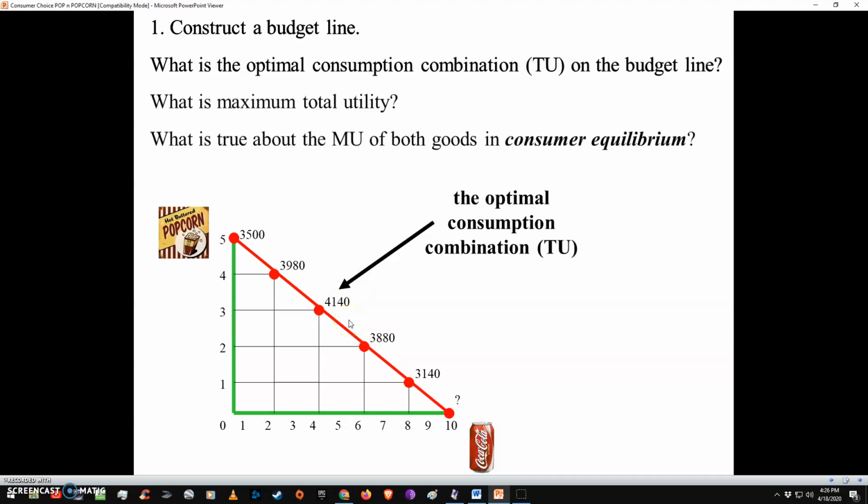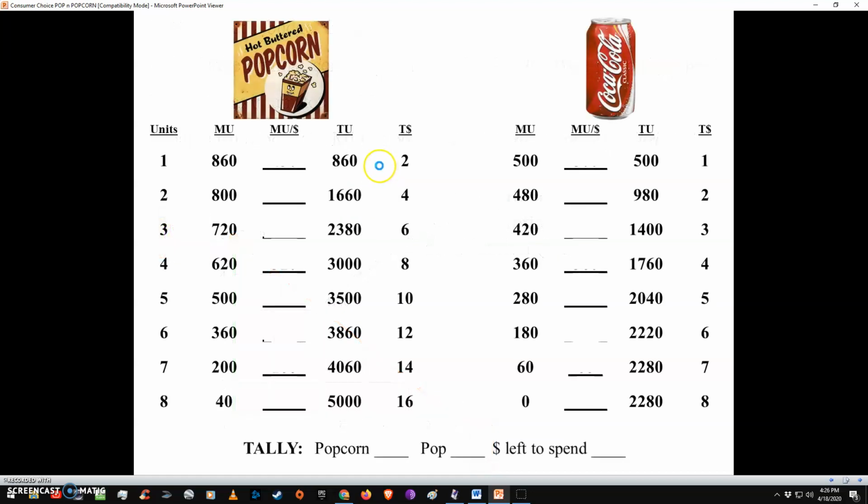So anyway. Marginal utility of both goods and consumer equilibrium per dollar spent are equal. Now we're going to go shopping again. But folks, I recommend you come back. This is going to be part 2.